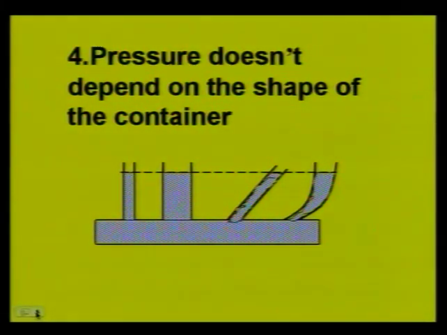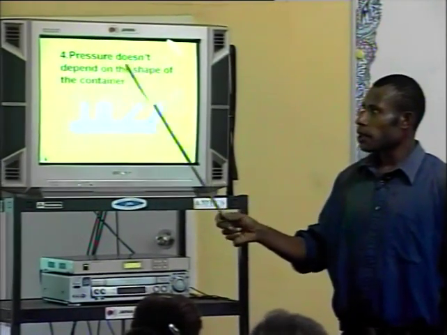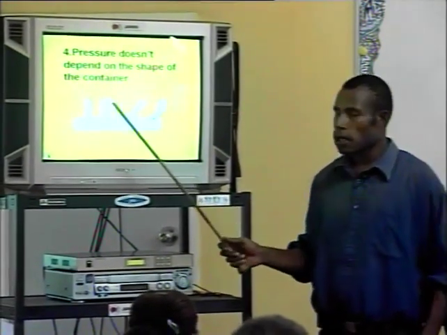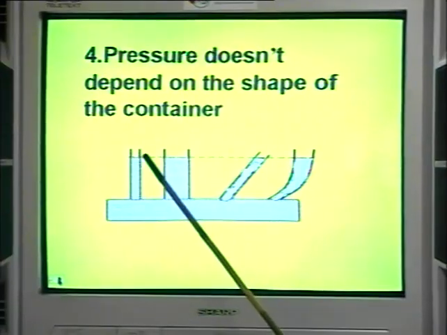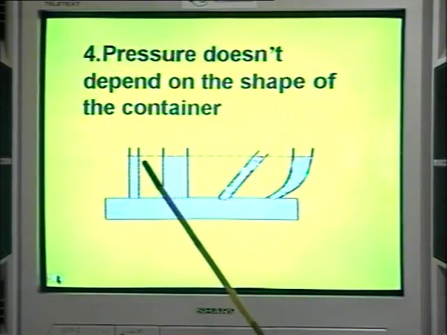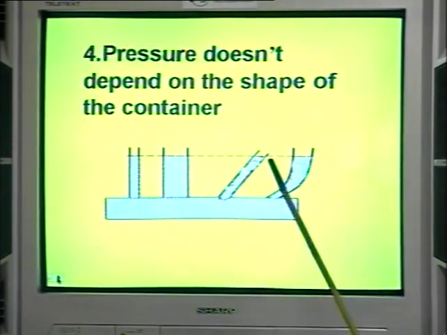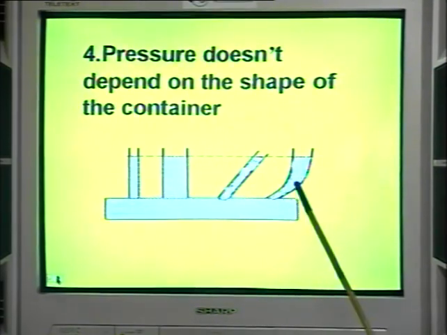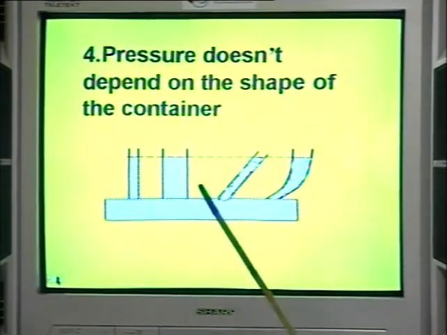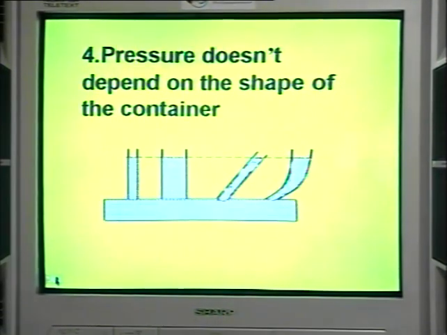Let's say this one is A, that B, C, and D. So in this case, pressure does not depend on the shape of the container, right? So you have different shapes of the container, the level will be the same. That means pressure is the same in all these. If the shape of the container is irregular, we can still have the same pressure.